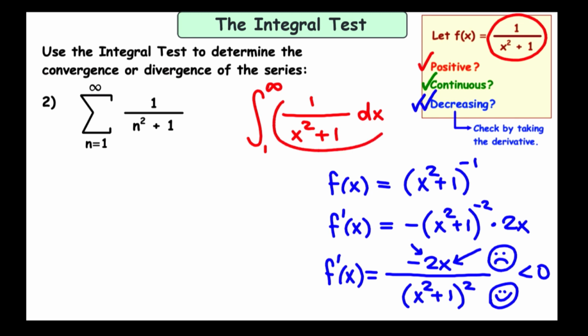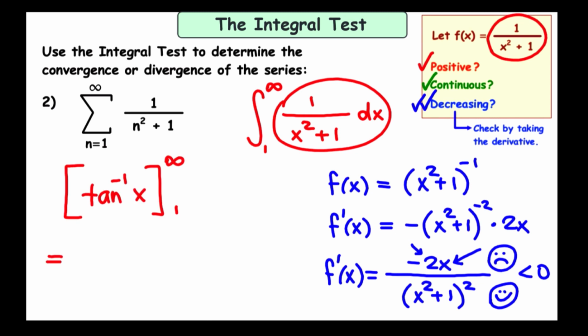Well, this integral is easy. It's just arctan. It's a memorized formula. It's arctan of x. If we use first fundamental theorem, we plug the infinity in first. That's arctan of infinity minus arctan or inverse tan of 1. Let's do the second part first. Tangent of what is 1? Hopefully you're thinking, oh, 45 degrees or pi over 4.